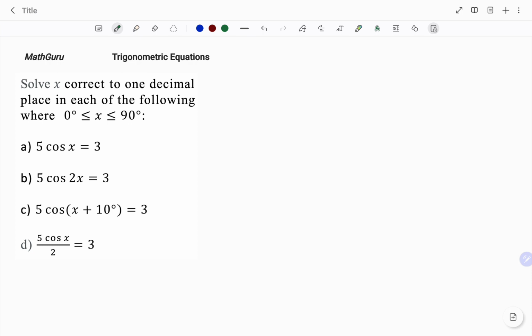In the first example, we have 5 times cos x equals 3. To solve for x, the first step is to divide both sides by 5 because I want to isolate my trig ratio. I have 5 and 5, 1. I'm left with cos x equals 3 over 5. The next step, to isolate x, I'm going to move my cosine to the right hand side, and once it crosses the equal sign, it becomes the arc cos. So therefore, my x will be equal to arc cos of 3 over 5.